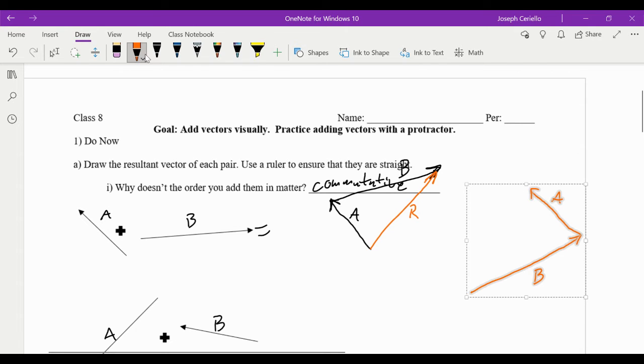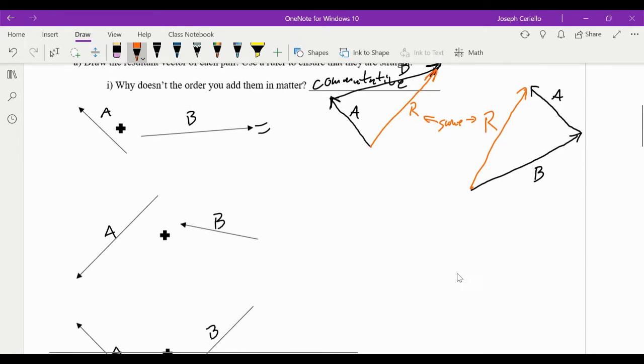Our resultant goes from where we started. Oh, I didn't want to do that. Our resultant goes from where we started, so the tail of B, to the tip of A. Notice our two resultants are basically the same. They're a little bit different in size because I didn't measure anything out, but they should be basically the same.